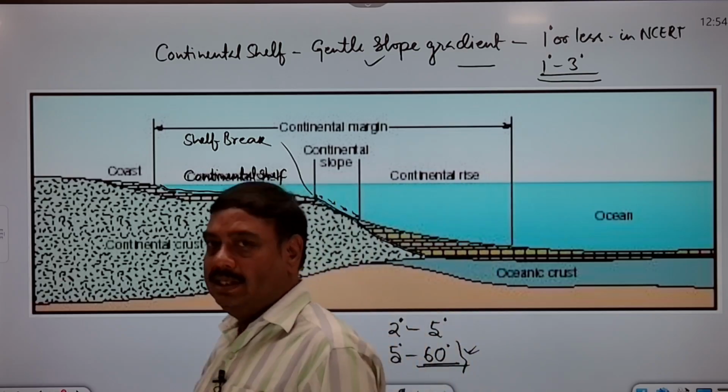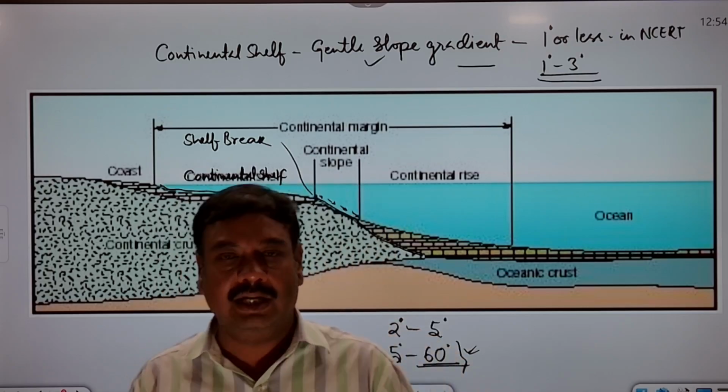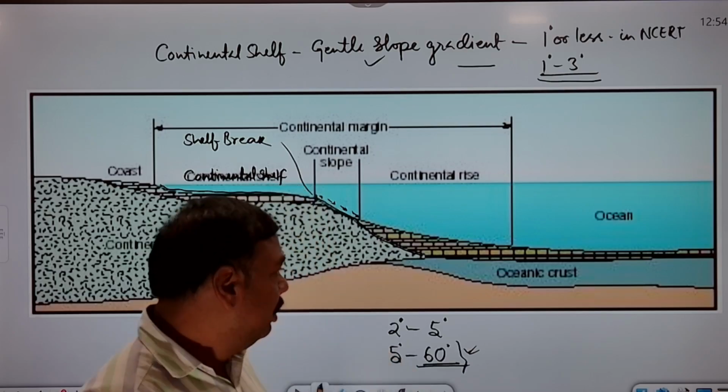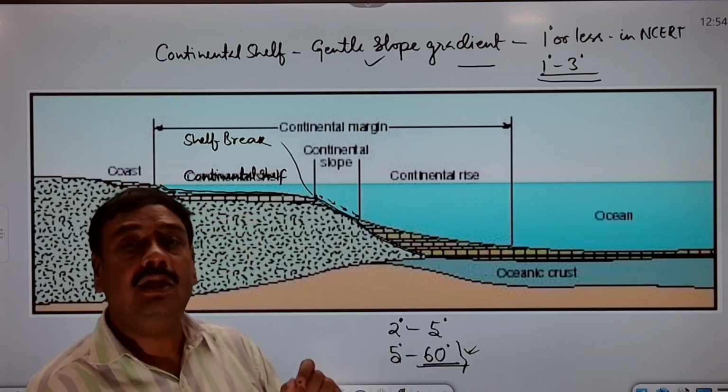In this way you can see. Why I am discussing that these sediments are deposited at the bottom of the continental slope is because in some areas the width of the continental shelf will be lesser.